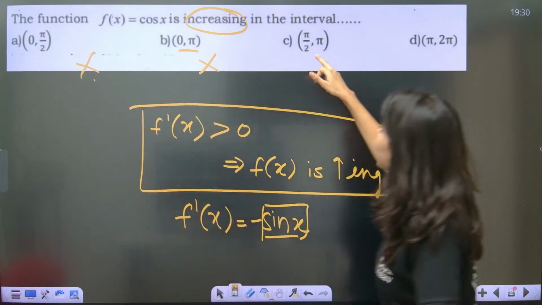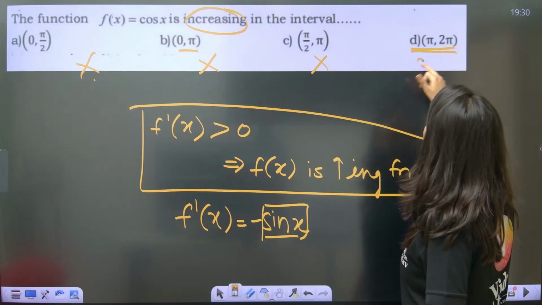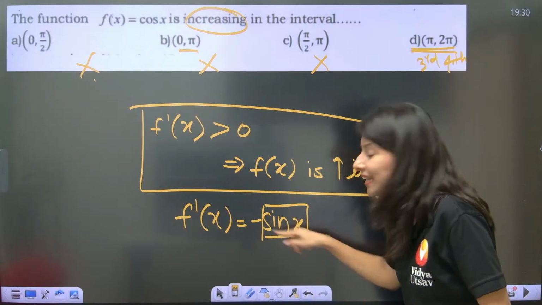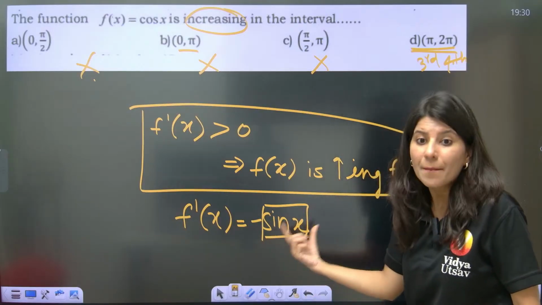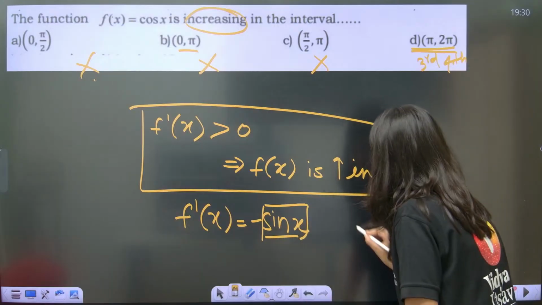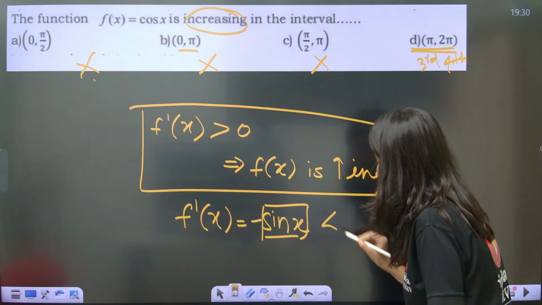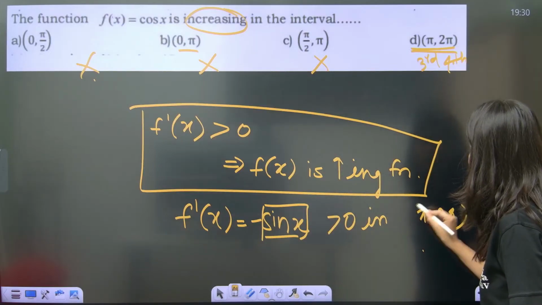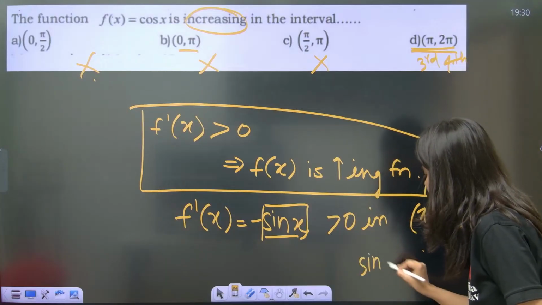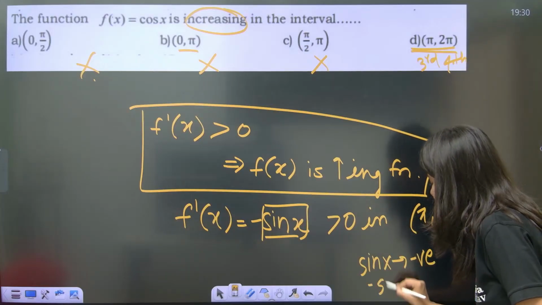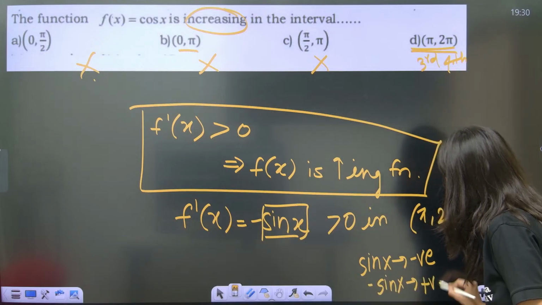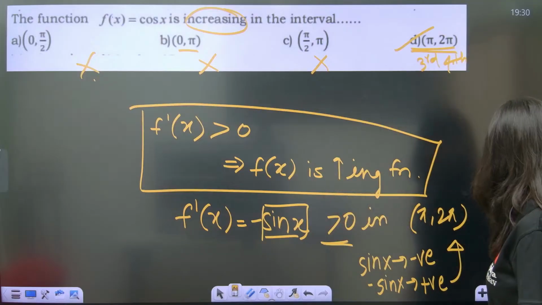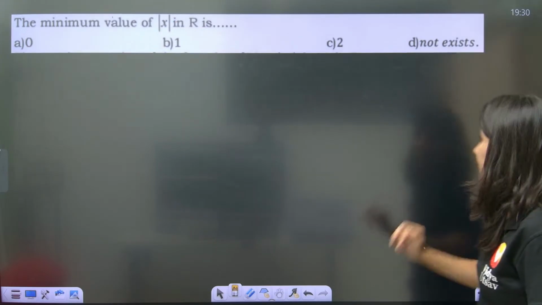Now this is what? Second quadrant, again wrong. This is third and fourth quadrant. And I know that in third and fourth quadrant, my sine x is negative. Understand? F dash x, minus sine x, will become positive in pi to 2 pi, that is in third and fourth quadrant. Why? Because sine x is negative, so minus sine x will become positive in third and fourth quadrant. That is why greater than 0, increasing function, option D, absolutely correct.